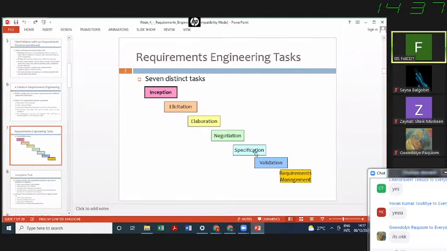I'll give you some time, have a look at this slide and try to remember these steps in order. So 1 minute, I give you this to start and remember in order, and then we will discuss each of them separately.